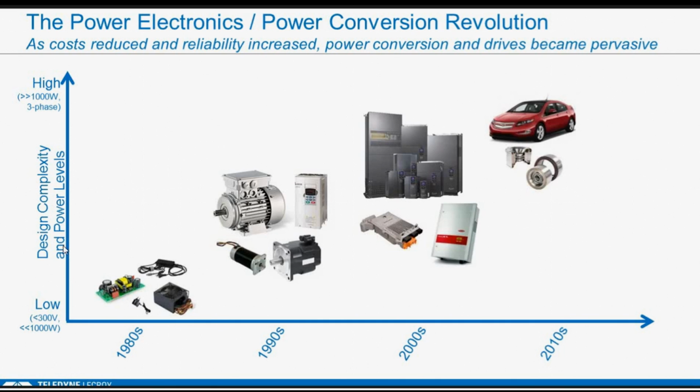Basically, in the last 20 or more years, the design complexity and the power levels have gone from very low to very high. So more than 1,000 watts and three-phase complexity. Switch mode power supplies, very popular in the late 80s. Then it moved to smaller drives, then to larger drives and solar PV inverters, now very exotic drives in very demanding applications like automotive.